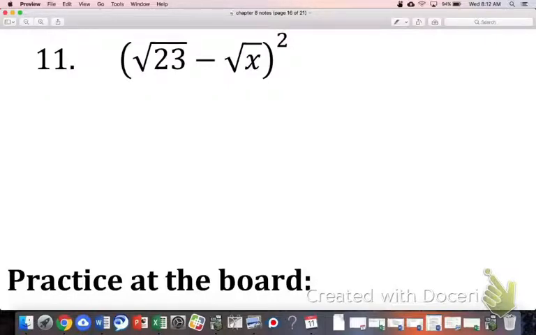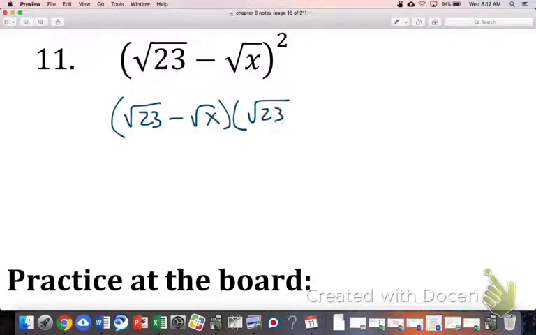Well, let's remind ourselves what squared means. Squared means the base times itself. So we're going to expand this. So it's going to look like this. Square root of 23 minus the square root of x times the square root of 23 minus the square root of x. So instead of some kind of convoluted distributive property, what is this really? It's really FOIL. Okay? So expand that out and FOIL. This is really similar to the one we just did. So let me see if you can try to finish this out. I'll check your answer in a second.